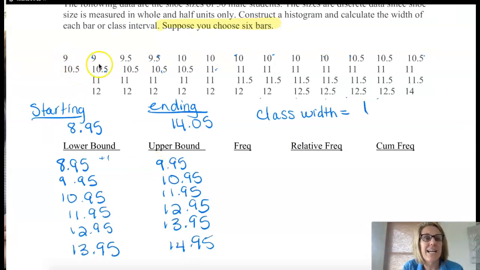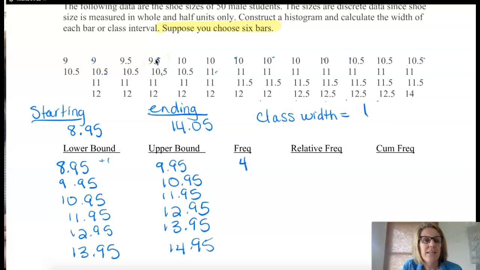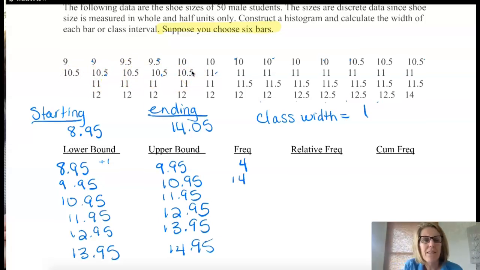So that's going to be the shoe sizes 9 and 9.5. So we have 1, 2, 3, 4. We have 4 data values. 9.95 to 10.95 would be size 10 and 10 and a half. So we count those. 1, 2, 3, 4, 5, 6, 7, 8, 9, 10, 11, 12, 13, 14. Are you with me? And then 10.95 to 11.95 is size 11 and 11 and a half. So we have 1, 2, 3, 4, 5, 6, 7, 8, 9, 10, 11, 12, 13, 14, 15, 16, 17, 18, 19, 20, 20. Did I count that right, you guys?